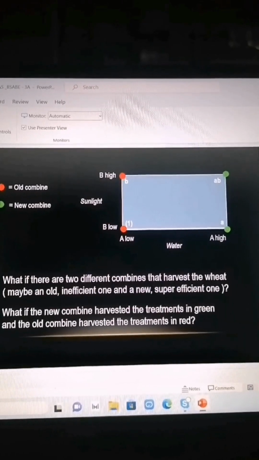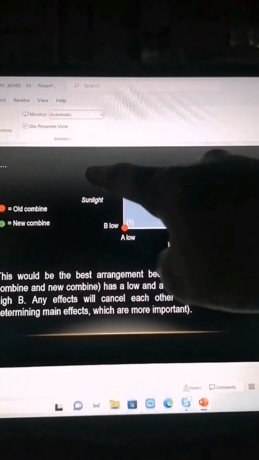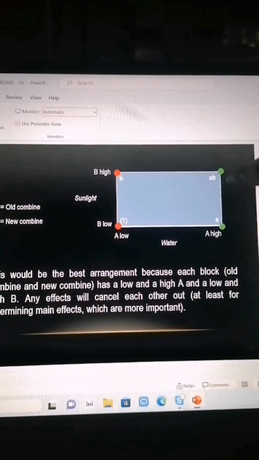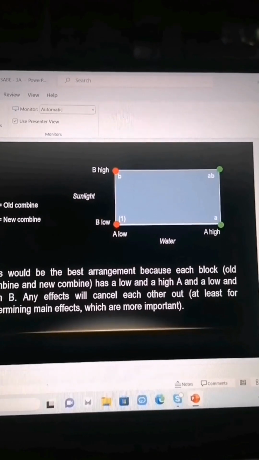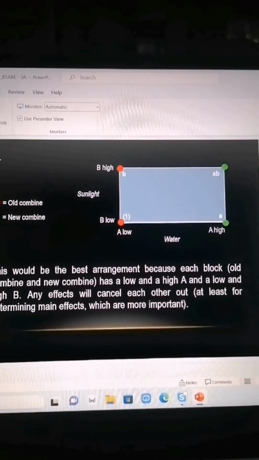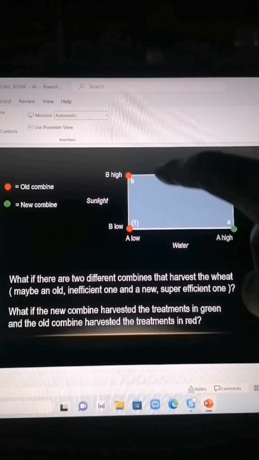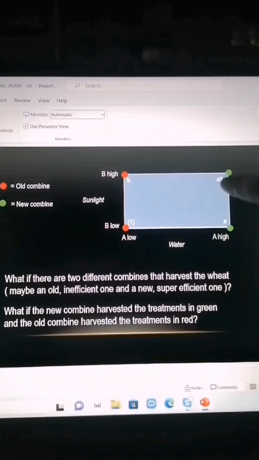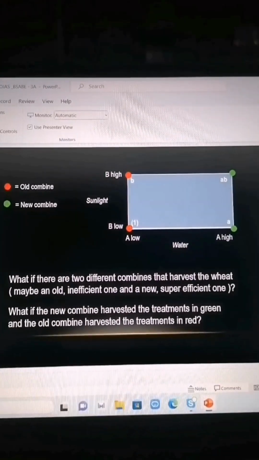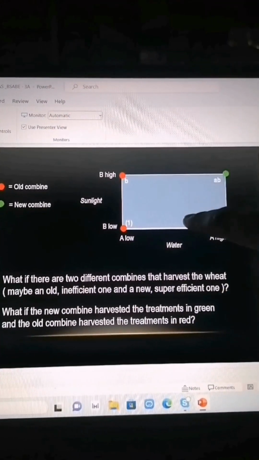So here's one. We could harvest one on the left here with the old combine and one on the right with the new combine. This means that the experiments with low water would be harvested by the old combine, and those with higher water would be harvested by the new combine. And you might be thinking that there are already some issues with this setup. Or we could do something similar where we harvest the top 2 experiments with the old one and the bottom 2 with the new one.